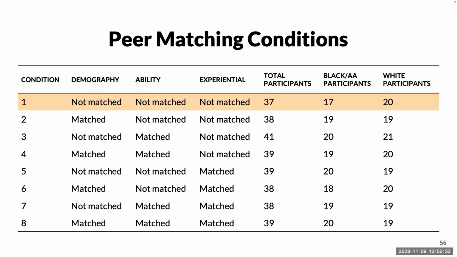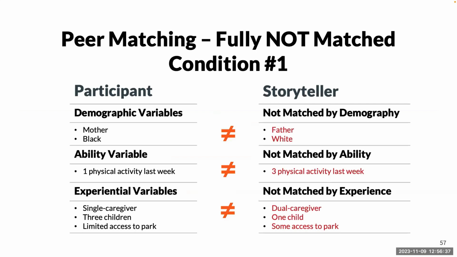So for example, if you're in condition 1, you will be in the fully not matched condition. What that means is, suppose a black mother participant was randomized to this condition, fully not matched. Then she would be listening to a story told by a white father, and this father's ability and his experiences will not be matched to the participant's.